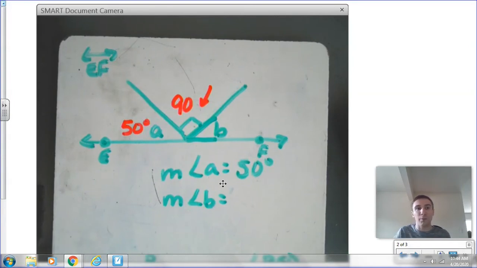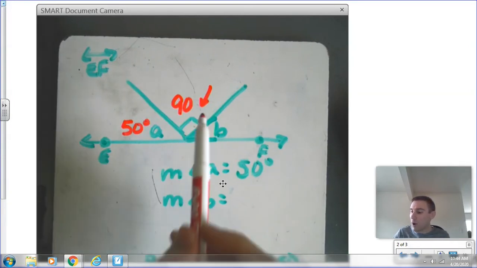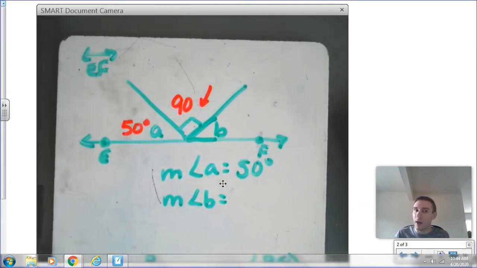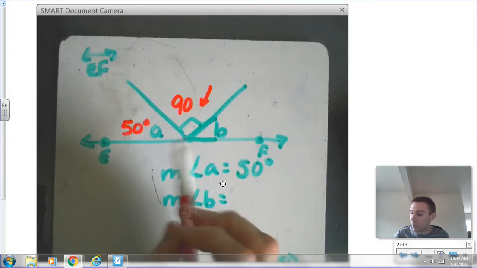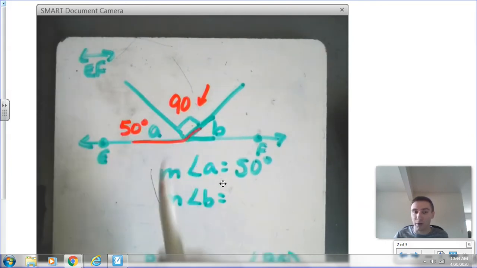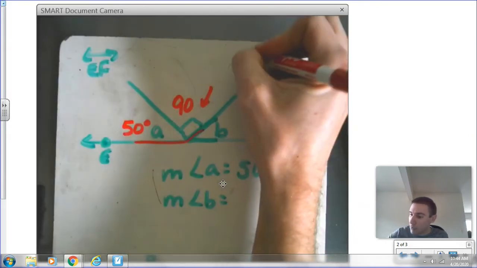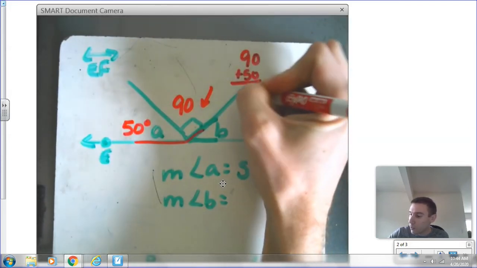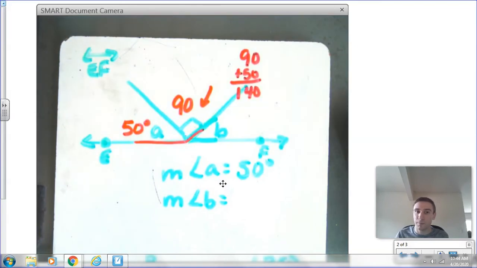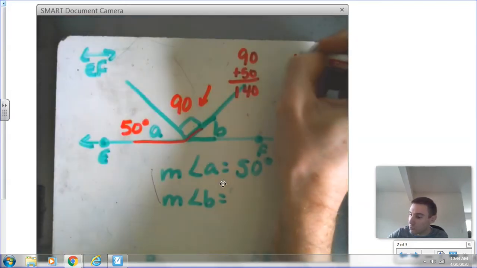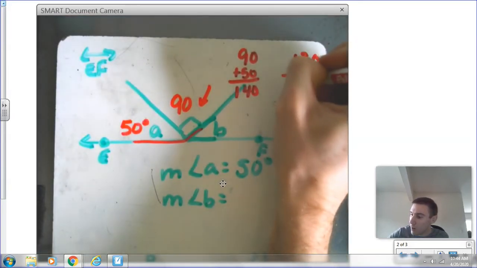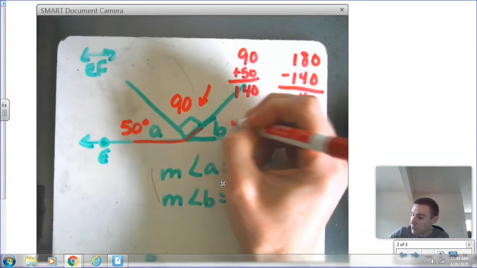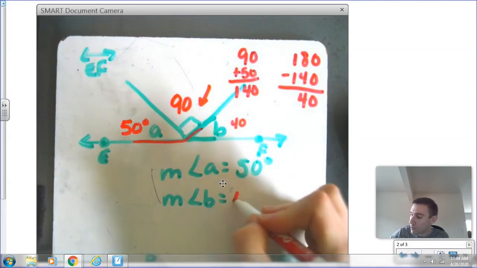Well, this is a multi-step problem because I know I have a right angle and I know I have 50 degrees in angle A. How many degrees do I have altogether between these two spots? Well, I can add 90 plus 50 to get 140 degrees. And then I can do 180 minus 140 and get 40 degrees for angle B.